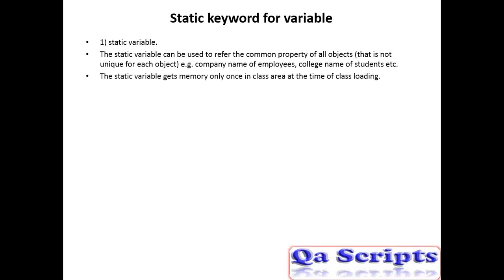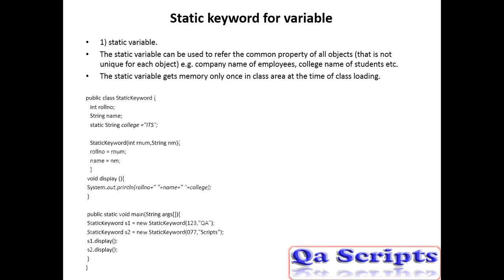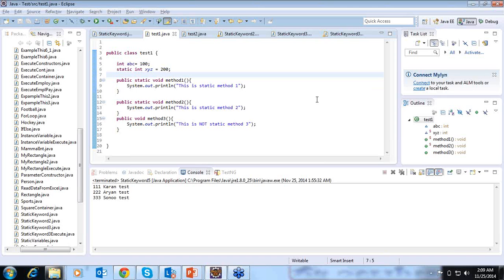Static variable gets memory only once in the class area at the time of class loading. Let's see how exactly a static variable will be created and how we can call it in another class. Let's see using Eclipse.